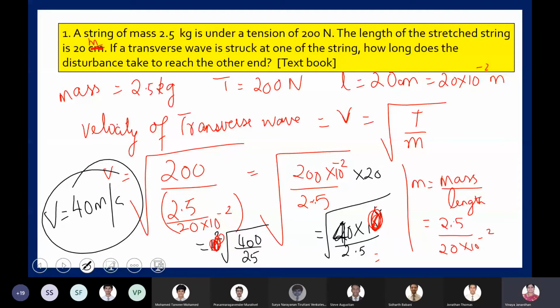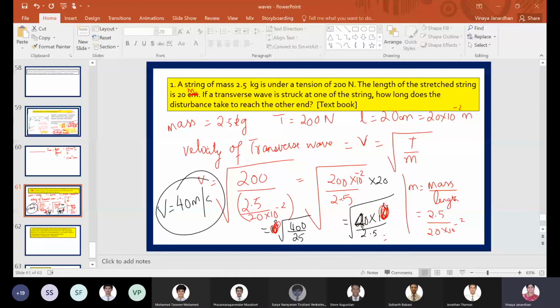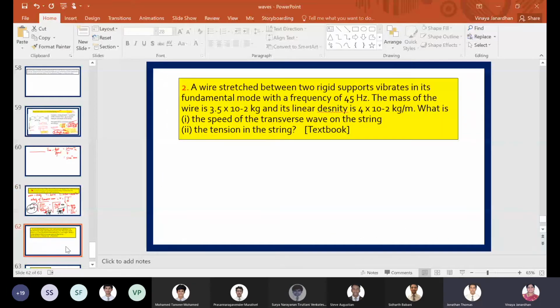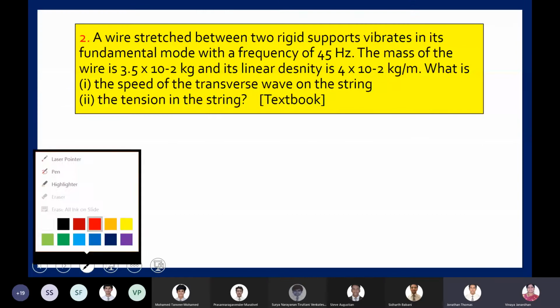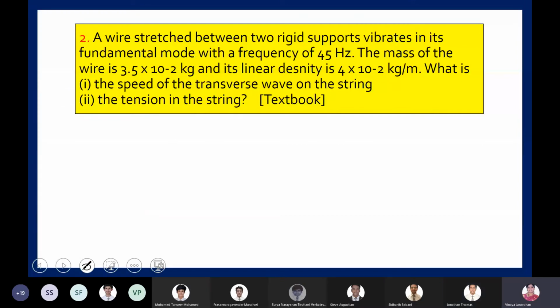Shall we go for the next one, boys? Textbook numerical. Ma'am, so this question we can keep it as centimeters, right, for now? No, since I have started with centimeters, keep it as centimeters.